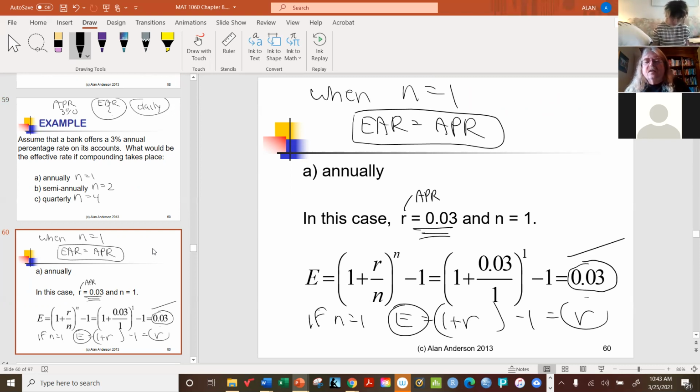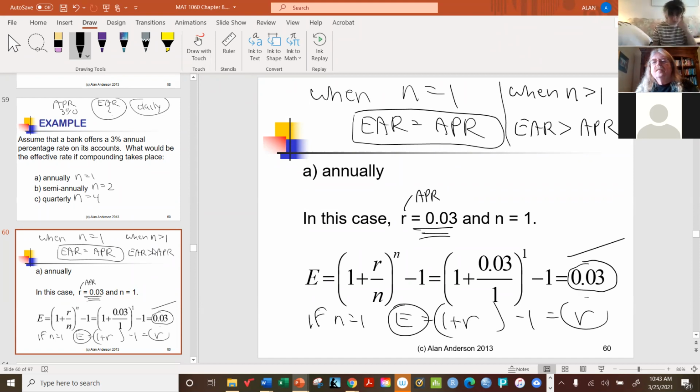Once n goes up to any other number, 2, 4, 12, it doesn't matter, and you'll see in a few minutes that this is true, when n is greater than 1, EAR will always be greater than APR. So this is a very unusual case. Only when compounding is annual are they equal to each other.